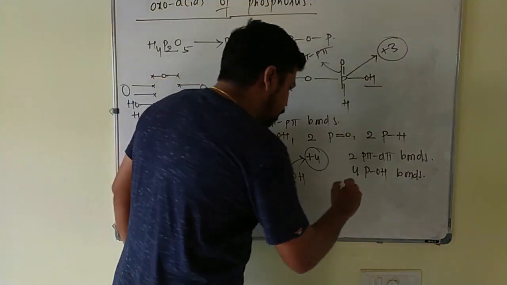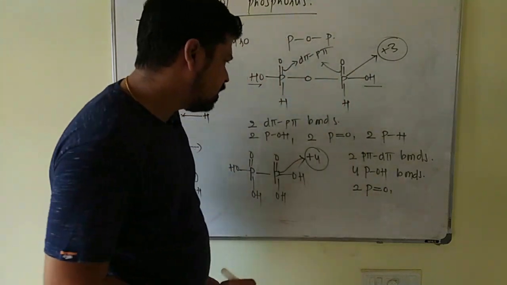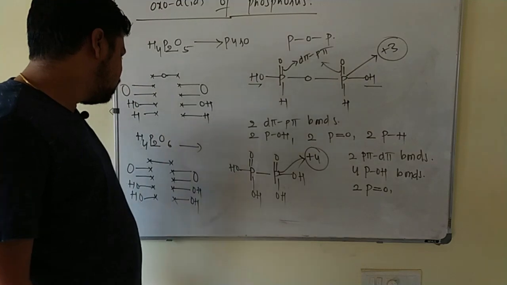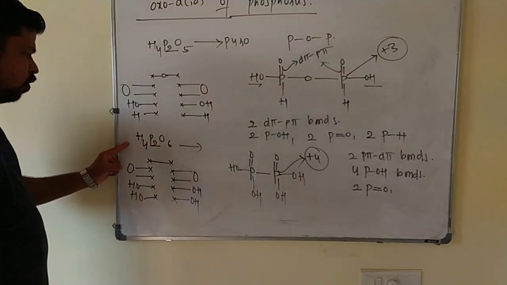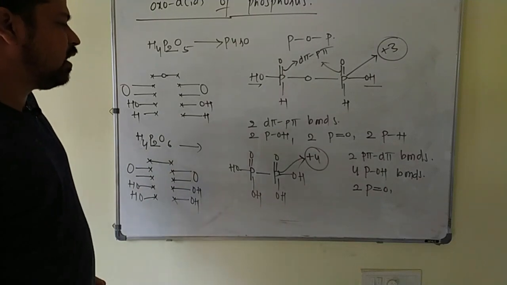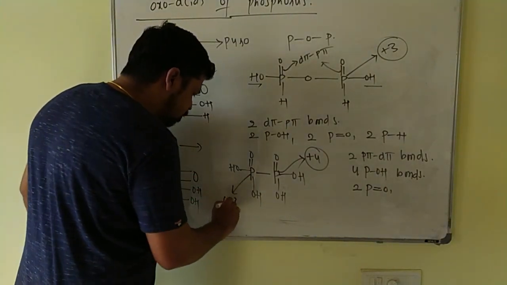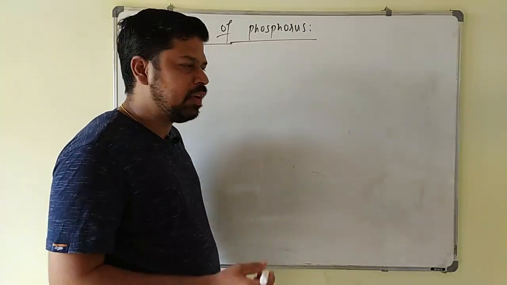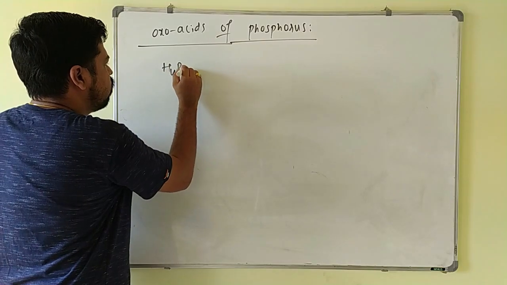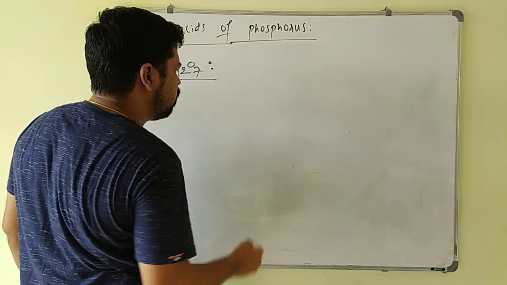Okay. Next, 2 P double bond O bonds are there. 2 P double bond O bonds are nothing but what here? 2 p5d5 bonds here. So this is the structure of H4P2O6, that is a hypophosphoric acid. Okay. Hybridization is again the same. Hybridization is also sp3 here. The next one is that pyrophosphoric acid, H4P2O7.